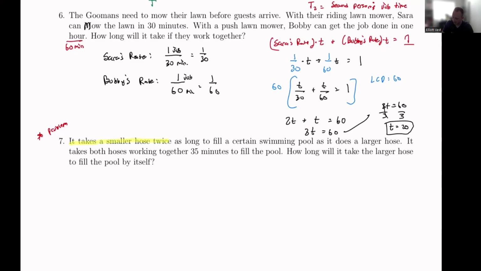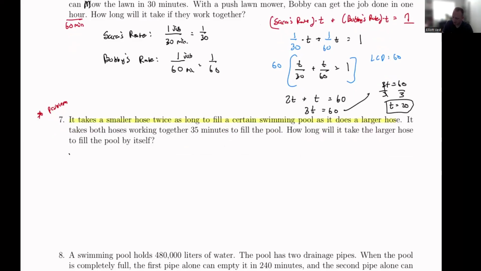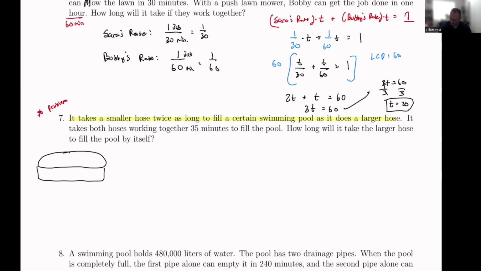What we have is a swimming pool, right? And we have hoses. Let's do small hose here, and let's do large hose on the other side. Maybe make this a little better. Let's go like that. Why not? I'm not an artist, as you can see. Small hose and large hose going into a pool, right?